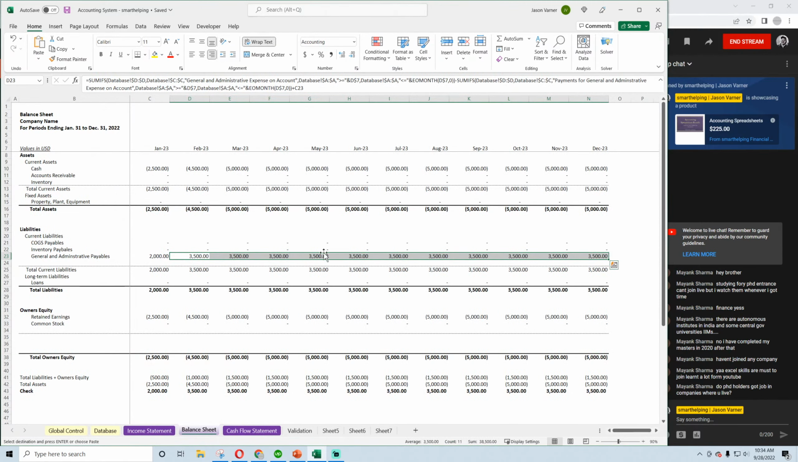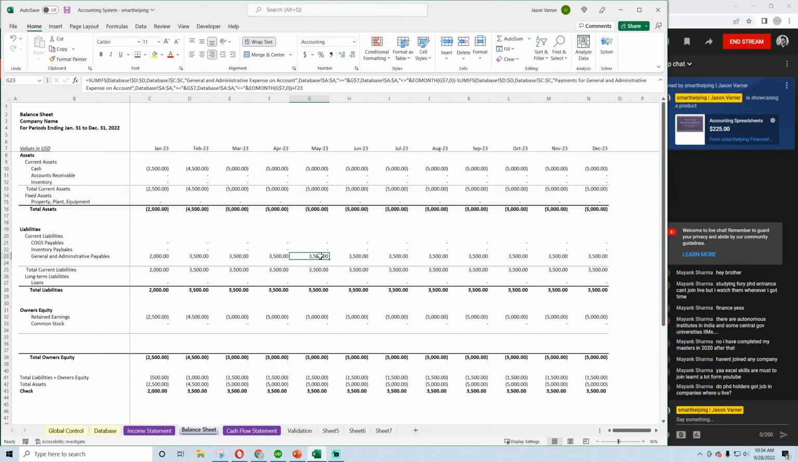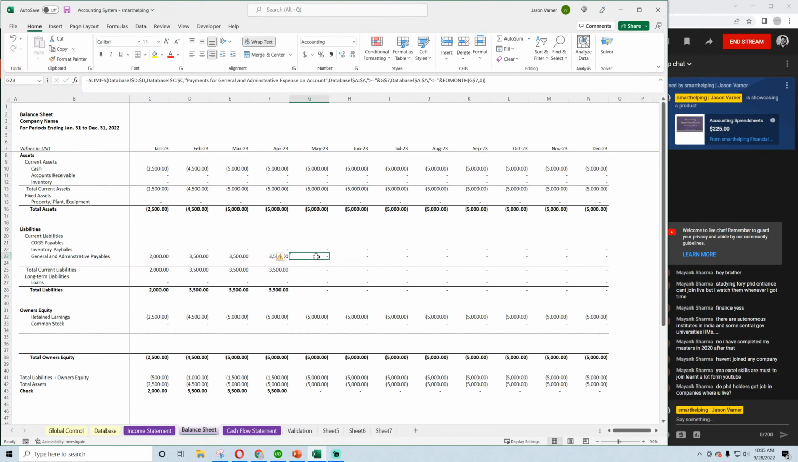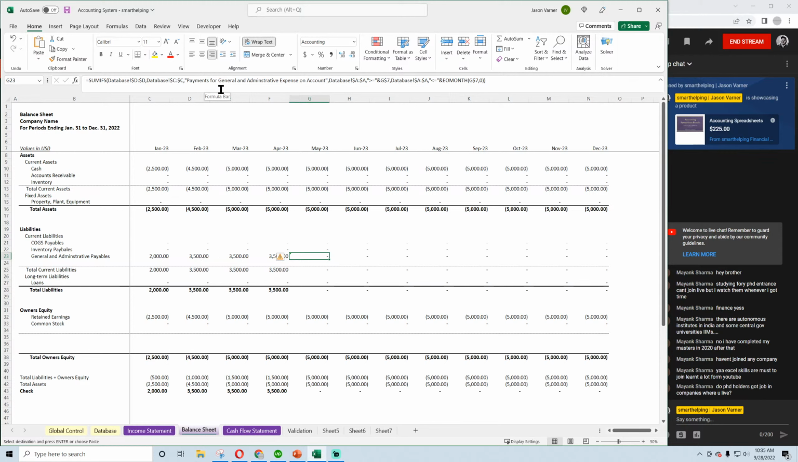What am I missing? May payments for general and administrative expense on account. Let's paste this in. It won't let me. Okay. Let's go right back here. Yep, not picking it up. So this is frustrating. Payments for general and administrative expense on account. Okay, this is the same. It's the same thing.